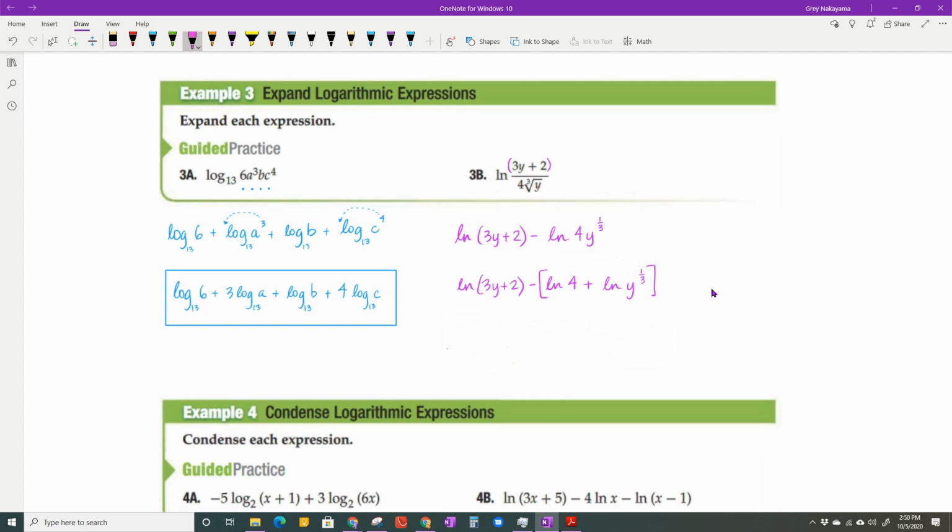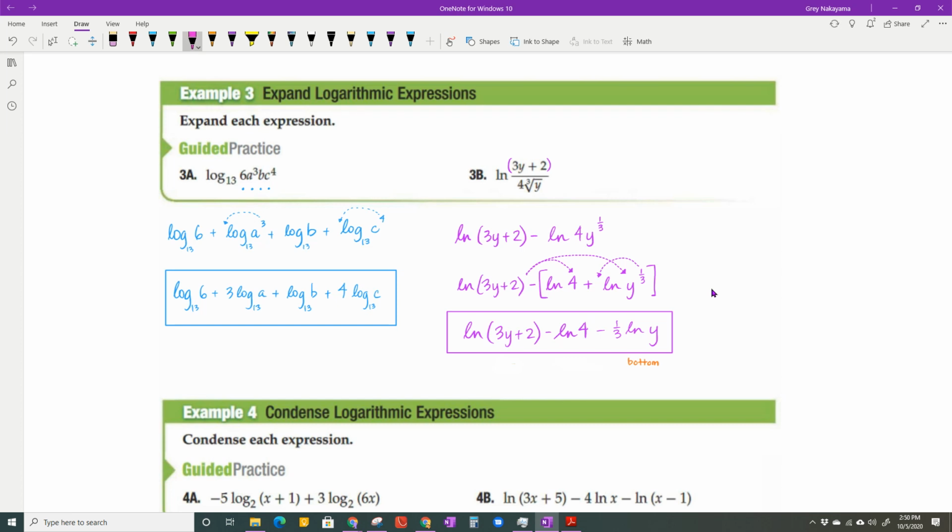So however you wish to think of it first, you've got to distribute the negative, and then you also are going to have to move that 1/3 down front. So I'm going to have ln of the quantity 3y plus 2 minus ln of 4 plus 1/3 ln of y. And that is all you have.